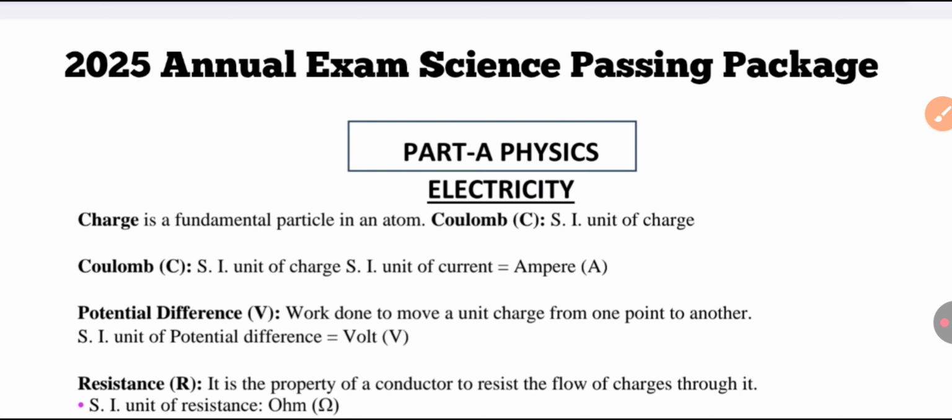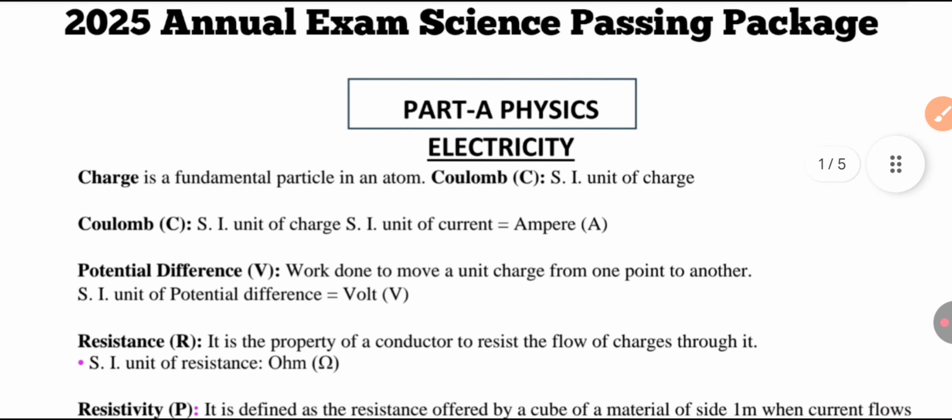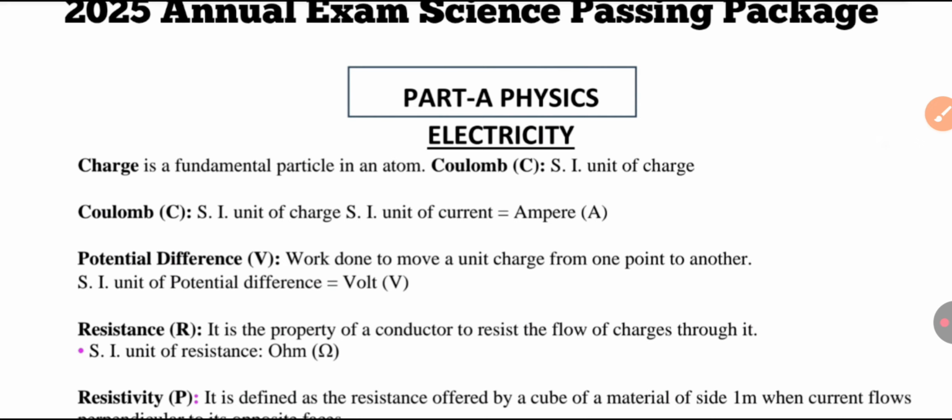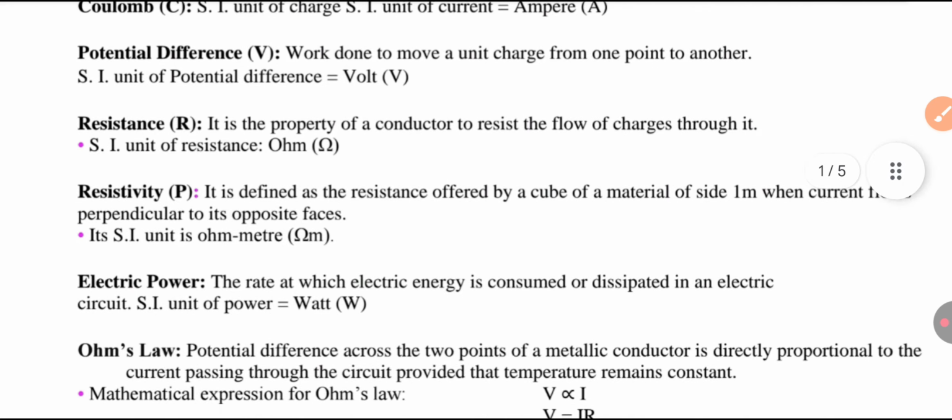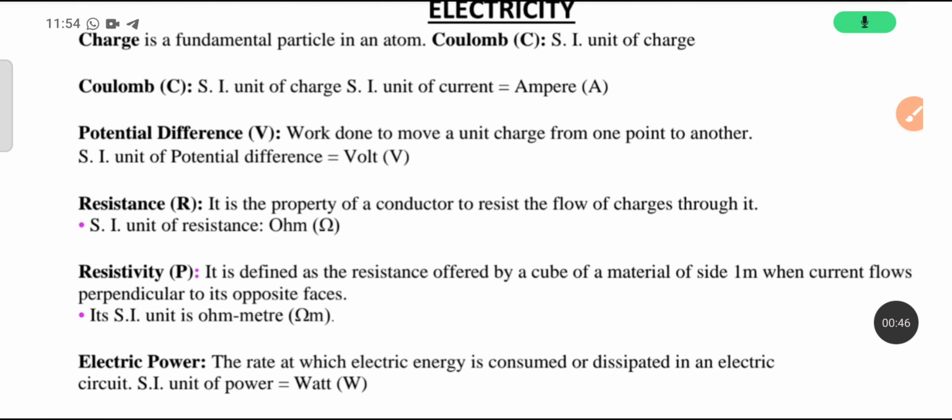So first chapter is electricity. Charge is a fundamental particle in an atom. Coulomb is the SI unit of charge. SI unit of current is ampere. Potential difference is the work done to move a unit of charge from one point to another.